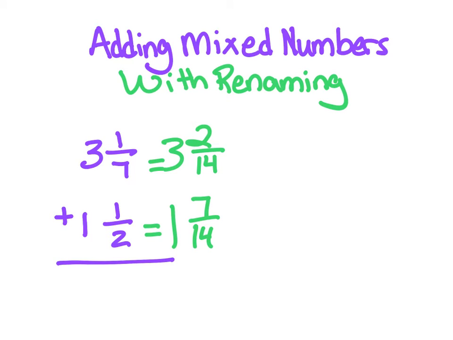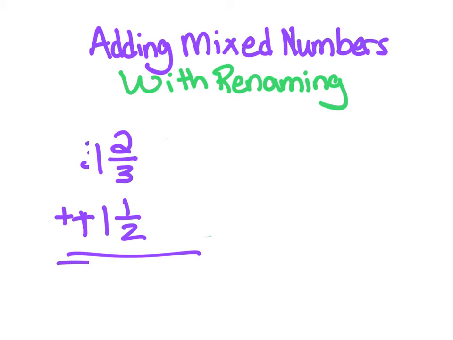Now we can simply add. 2/14 plus 7/14 is 9/14. 3 plus 1 is 4. Will 9/14 simplify? The answer is no. The factors of 9 are 1, 3, and 9. Okay, there's nothing times 3 that gives you 14 and nothing times 9 that gives you 14, so the greatest common factor would be 1, so it is already in lowest terms.